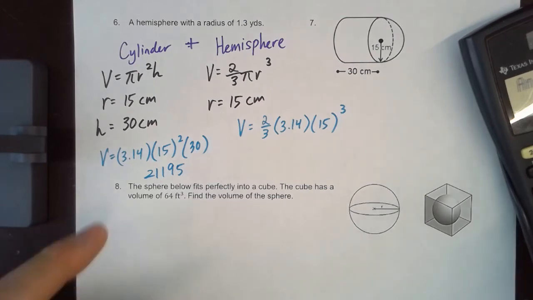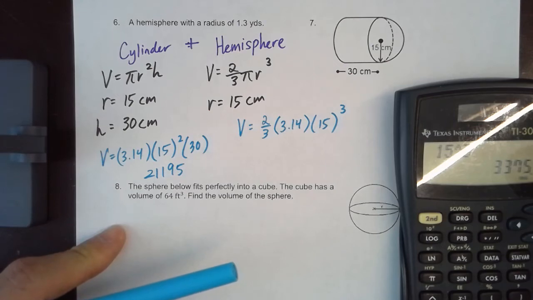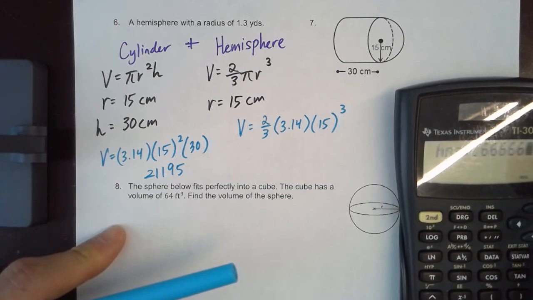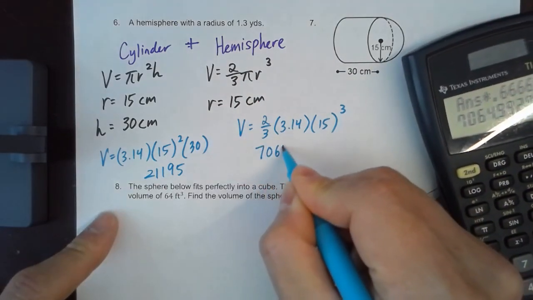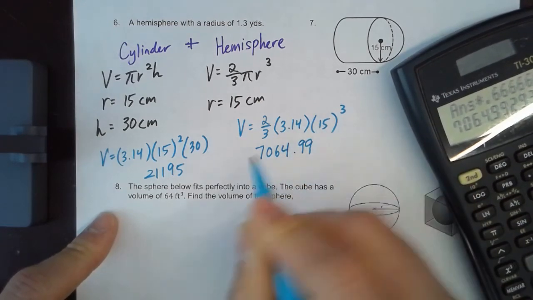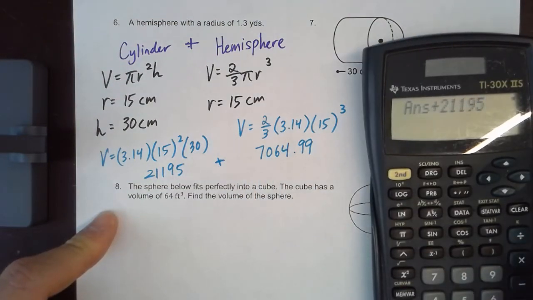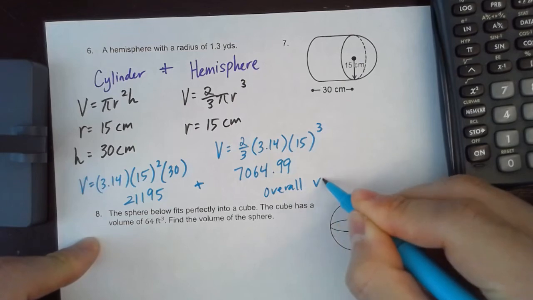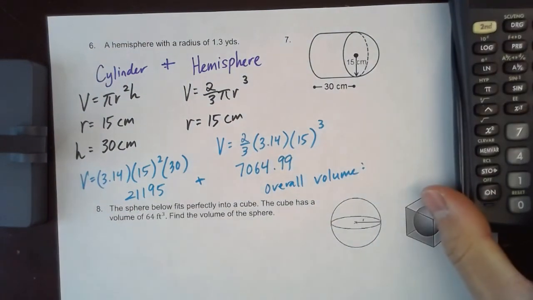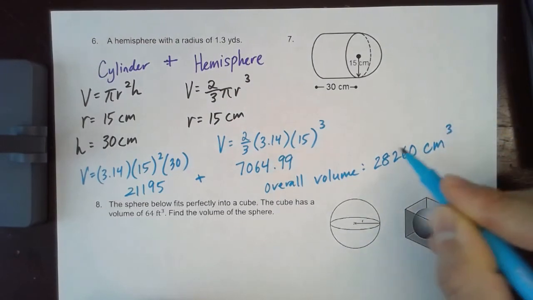In terms of the volume of the hemisphere, let's calculate that really quickly. 15 cubed is 3,375 times 3.14, then times 0.666, and I'm getting 7,064.99. Obviously, we have to add these two values. So I'm going to add the 21,195 from the cylinder, and my overall volume is going to be approximately 28,260 centimeters cubed.